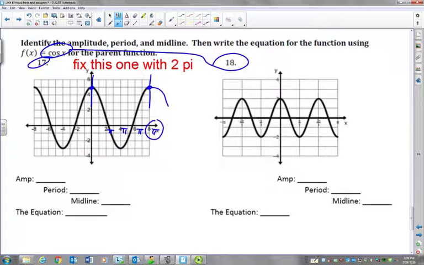At 8 pi? Good. So here's our period, 8 pi. So that means the period for this one, it's really 2 pi over 3. 3 pi over 3 pi over 3.